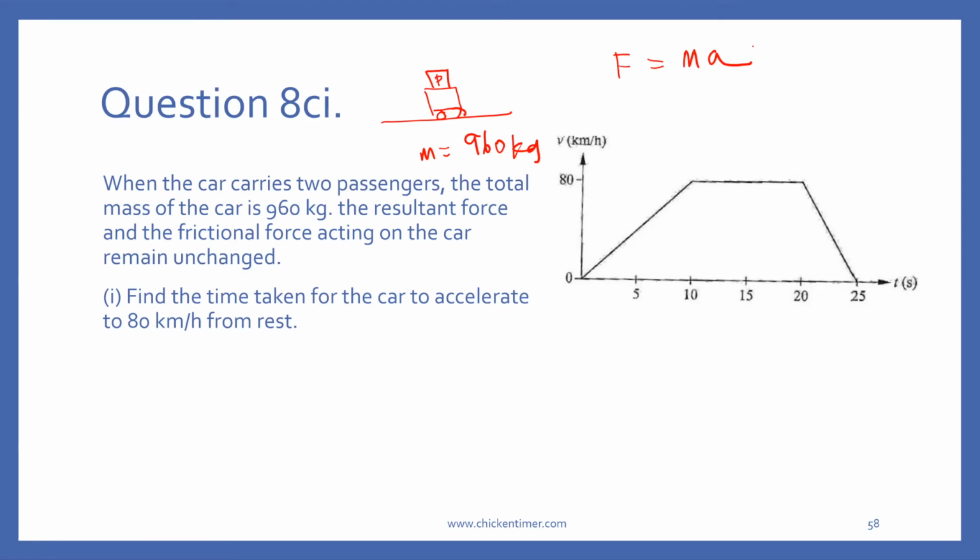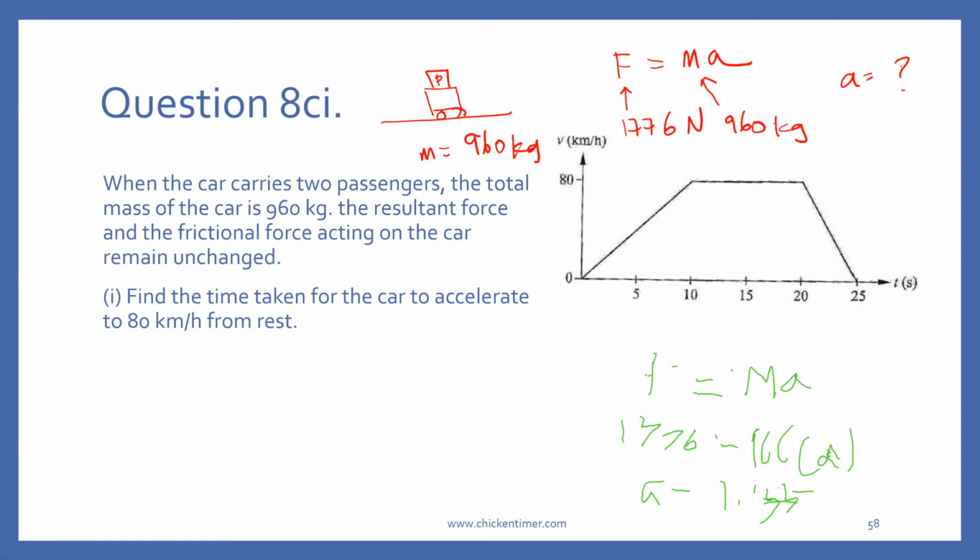So just now from the first part, we have force as 1776 newtons. Can we find acceleration from here? Can you find a for me? You do 1776 divided by 960. Yeah. So it's 1.85, right? Yeah. So then you want to find the time taken for the car to accelerate to 80 kilometers per hour from rest.